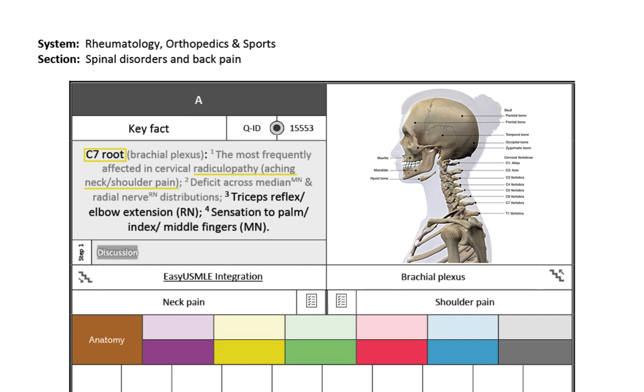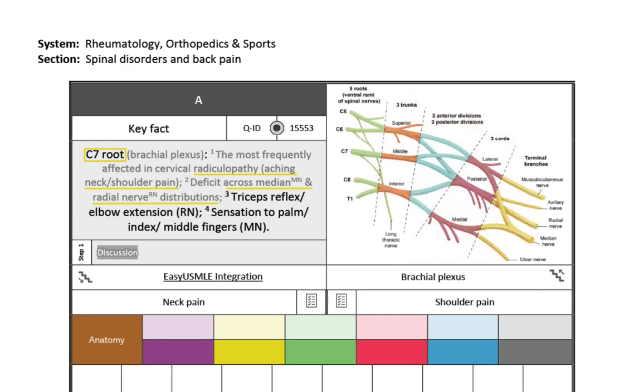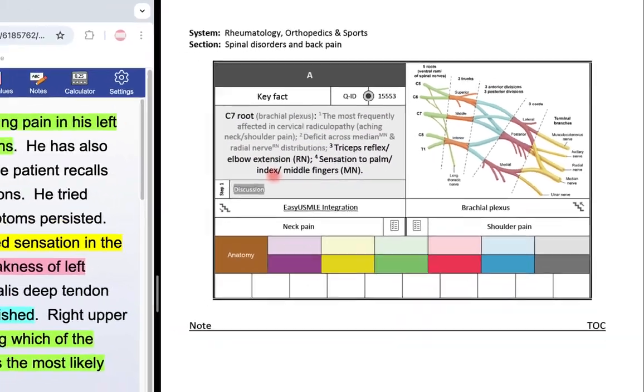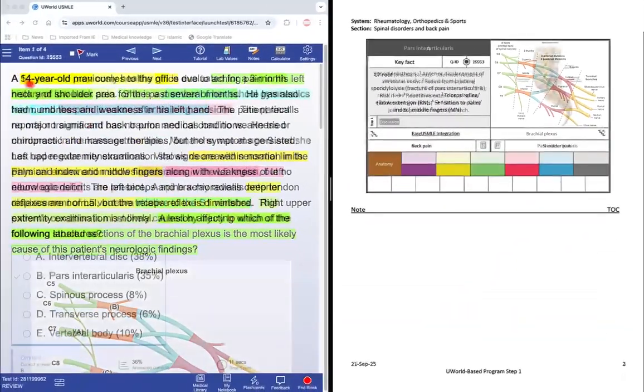And the deficit, as we saw in this patient, developed across the median and radial nerve distribution. That's why he developed a diminished triceps reflex, elbow extension weakness, and decreased sensation in the palm, index, and middle finger.